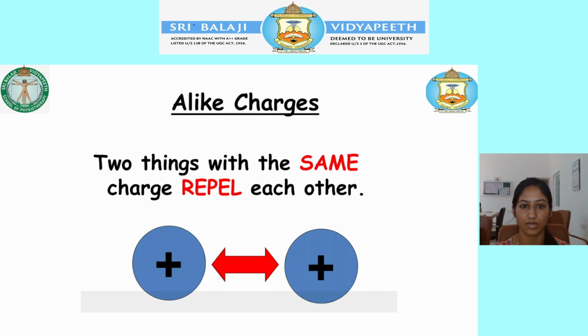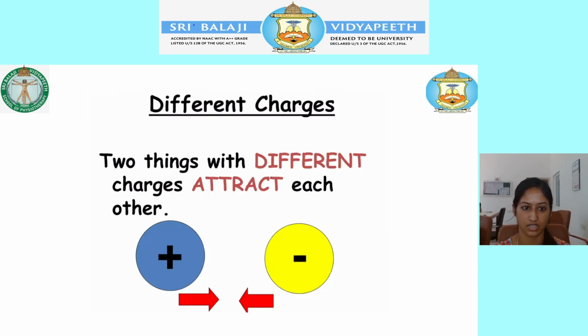Next we'll discuss alike charges and unlike charges. Two things with the same charges will repel each other, and two things with different charges will attract each other.